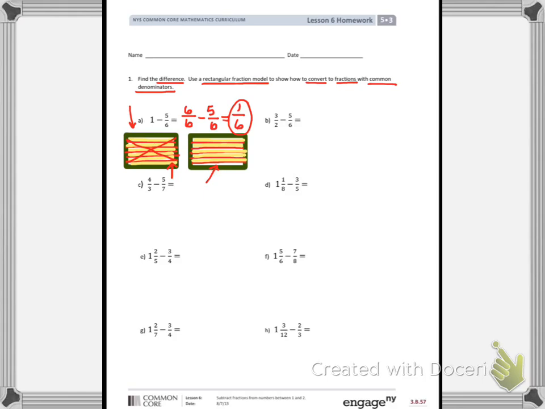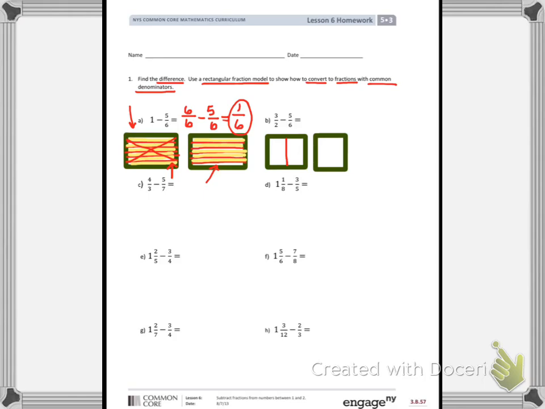Let's continue on to 1b. On 1b, there's an improper fraction. The problem is 3 over 2, 3 halves. So let's go ahead and make a couple of rectangles. So we're going to go ahead and make 1 rectangle, 2 rectangles, and they're each cut into halves.